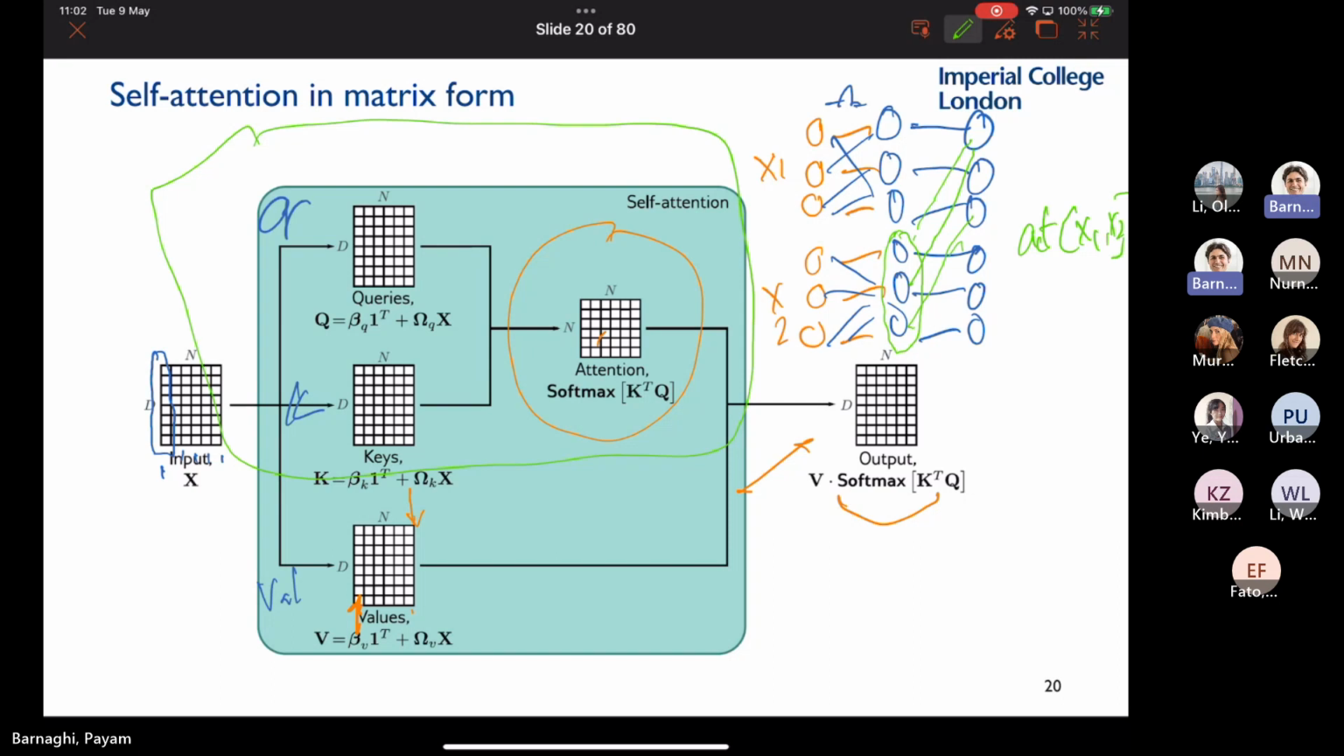Now, what we need to do is create again the same input, again with a fully connected network. We create another version of this, which will have x1 and x2. And then in that one, we apply the self-attention weights.